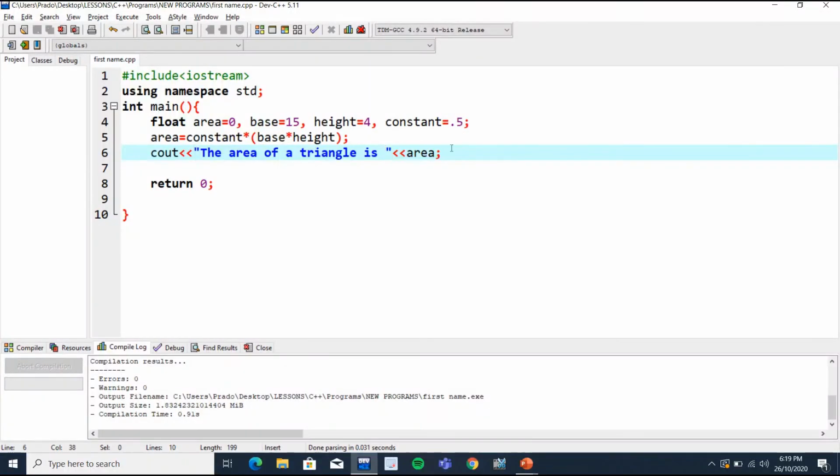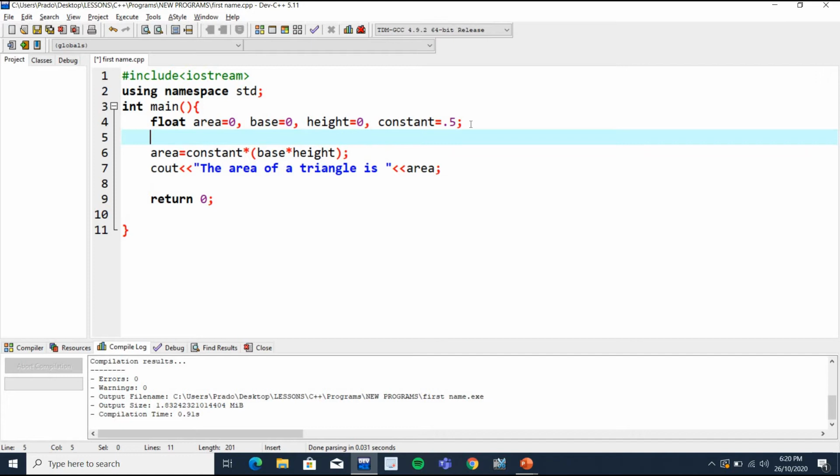So paano naman kung gusto natin na yung mismong user yung magbibigay ng base at saka ng height? So, lalagyan natin dito syempre sa may base is 0 kasi wala pang laman si base at saka si height. And then, si constant po is as is na yan. Pati yung area dito is as is na. Ang gagawin natin is syempre, hihingin natin si base at saka si height kay mismong user.